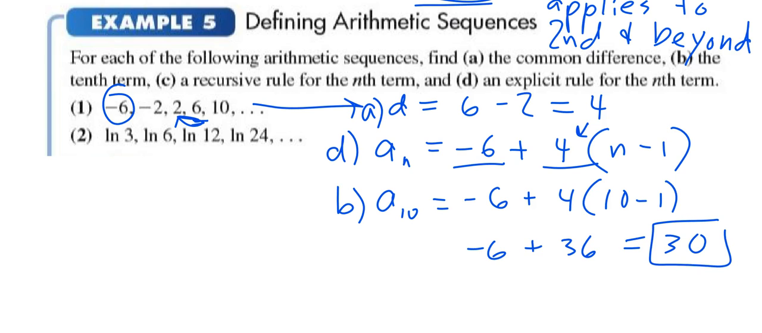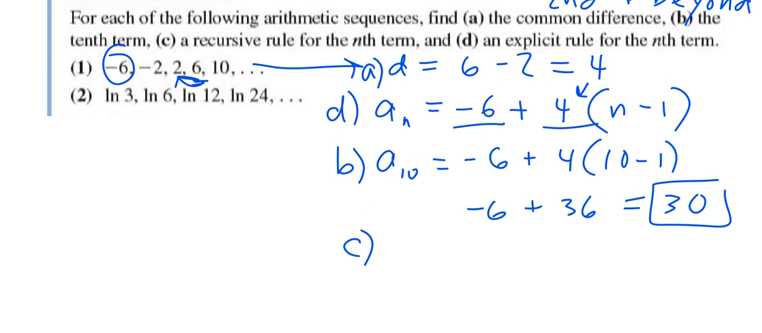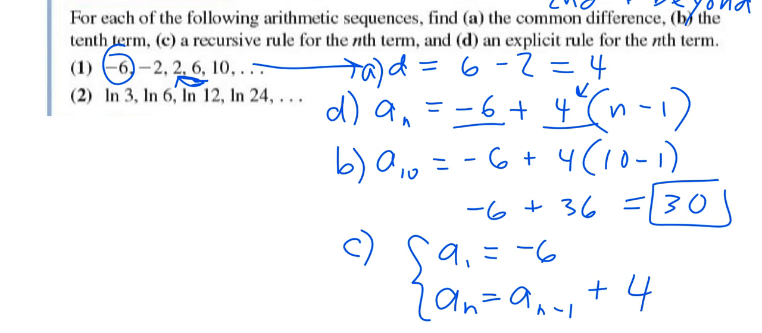They also asked for the recursive formula for this, and the recursive formula for this, let's see here. We want the first term, then we want the rule to find the next term. The next term is equal to the previous term plus 4.